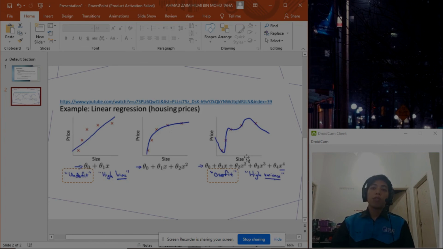To solve the overfitting problem, we can reduce the number of features. But if we want to keep all the features, we can reduce the magnitude of the parameters theta j.